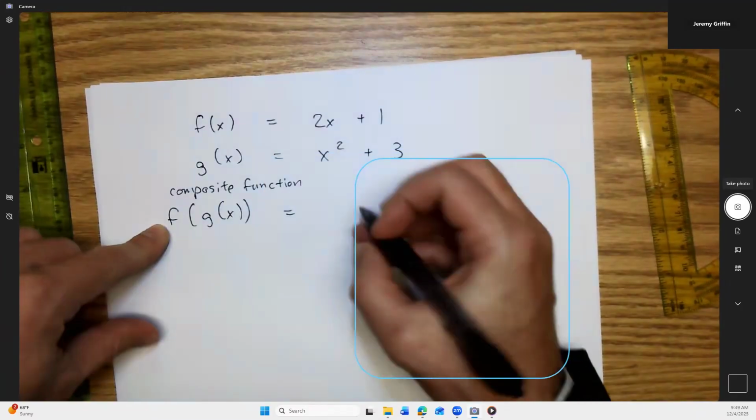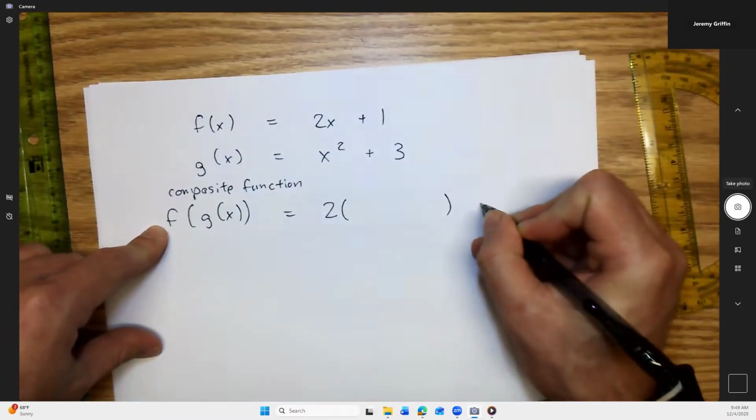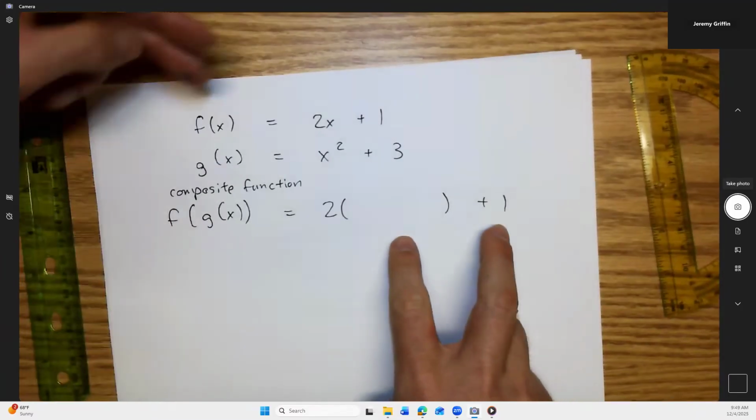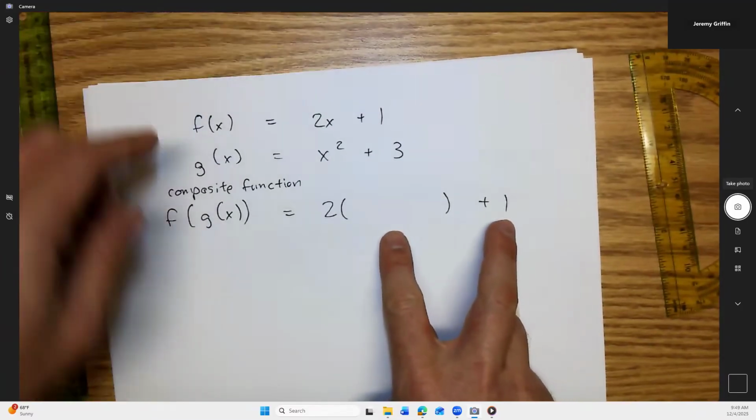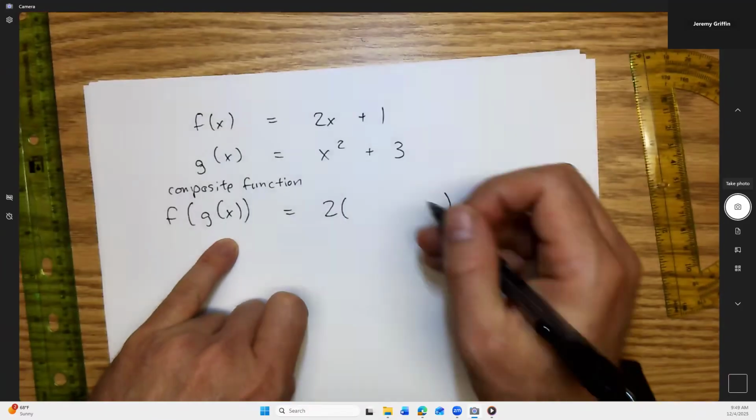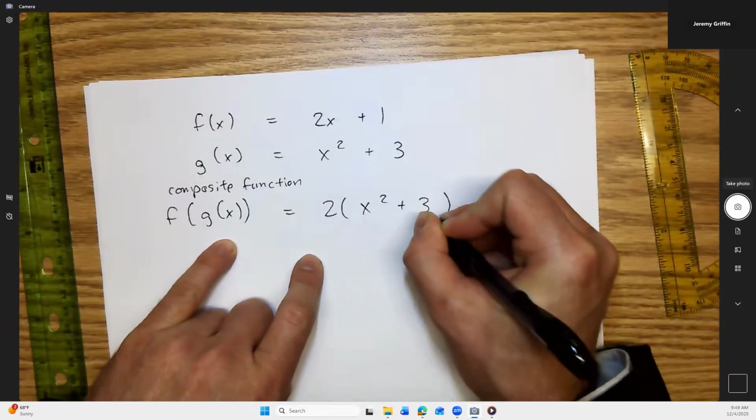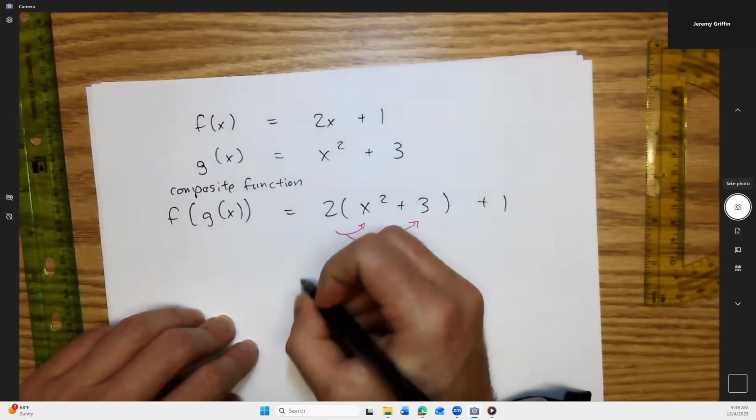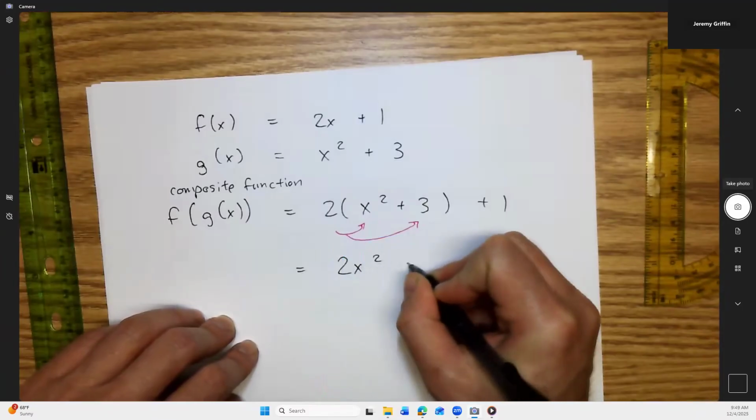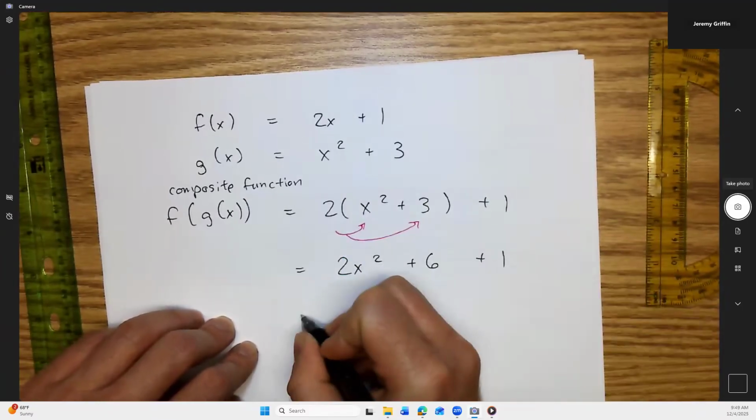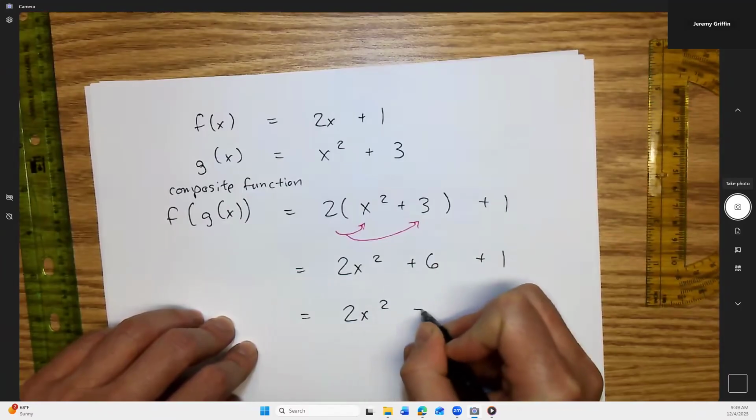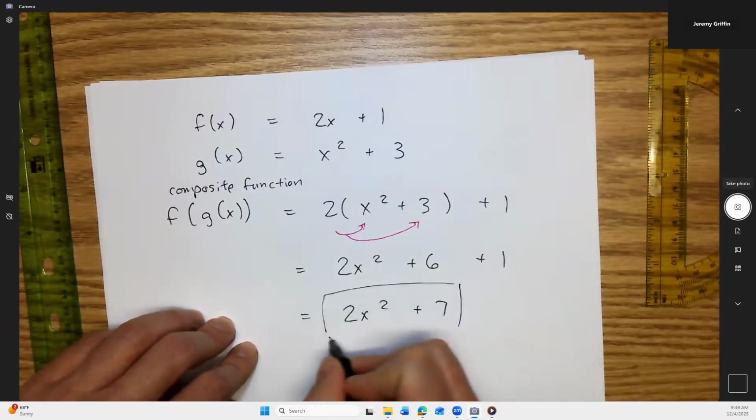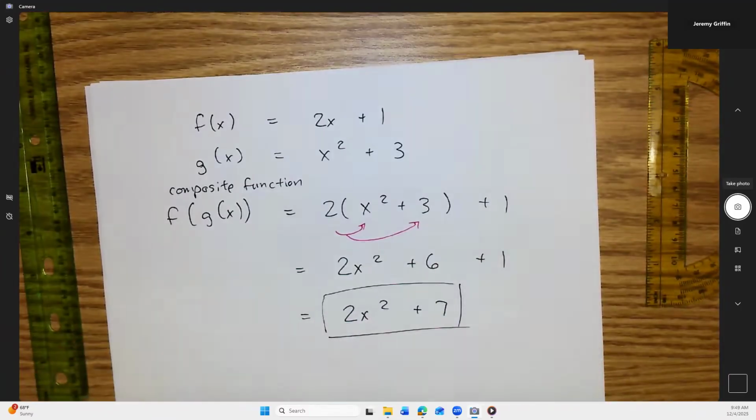So f of something is 2 times something plus 1. When I say f of something is 2 times that something plus 1, that's okay, right? In this case, the something, the inside function, is x squared plus 3. So then you can distribute this 2. That gives you 2x squared plus 6, and then you have a plus 1. 2x squared plus 7. Alright, you guys get there?